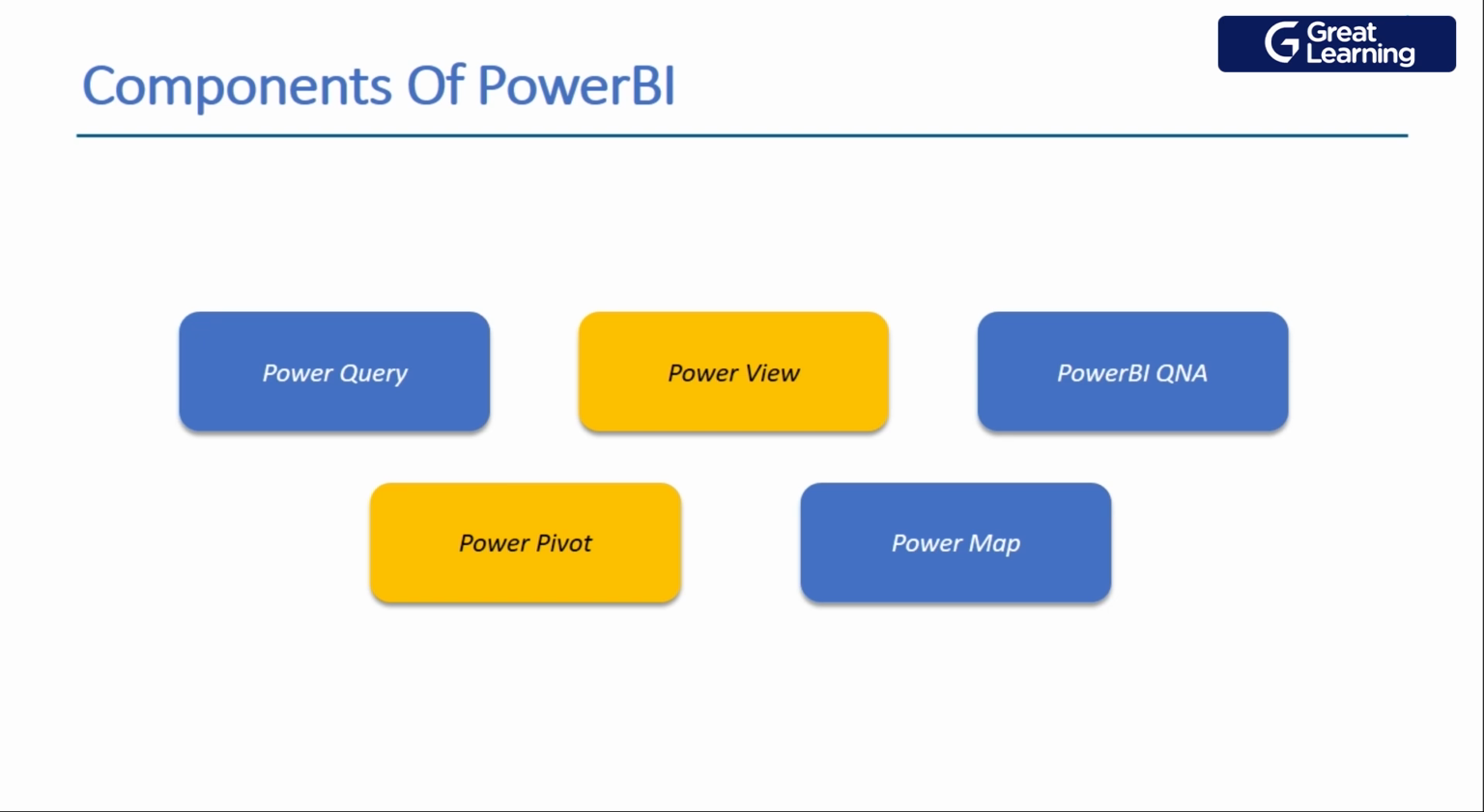I'm going to go through these components in random order. So let's now discuss Power Pivot, what it is and how it functions. Power Pivot is a data modeling and calculation engine. It is used for modeling simple and complex data. In Power Pivot, you can create relationships between different tables and calculate values that can be viewed in PivotTables.